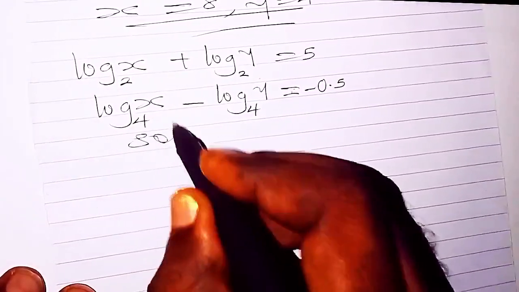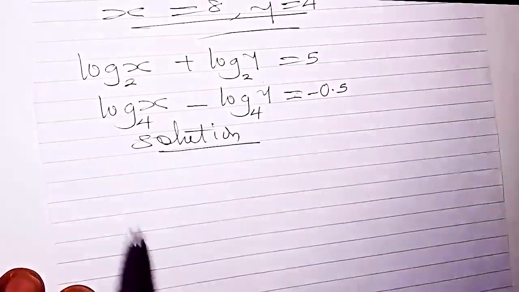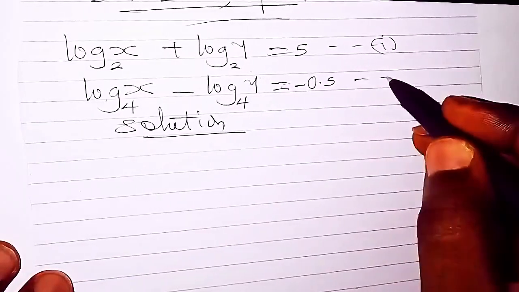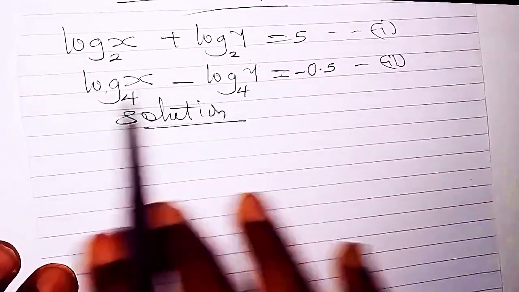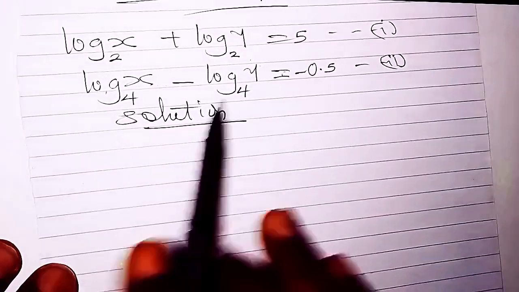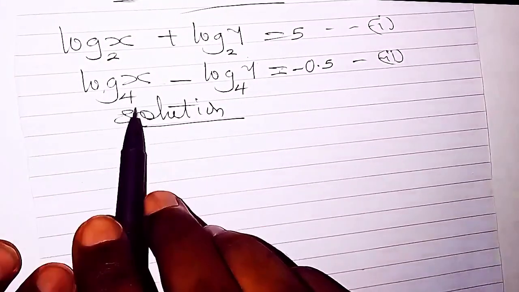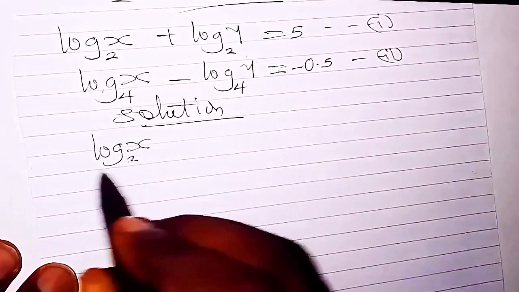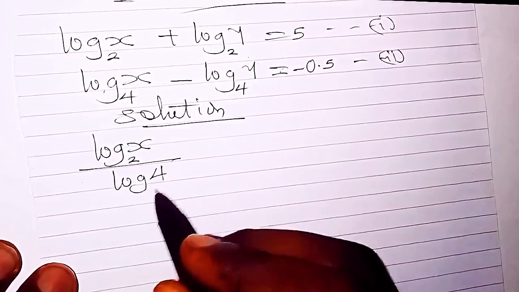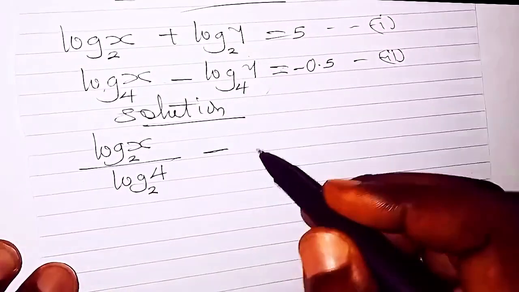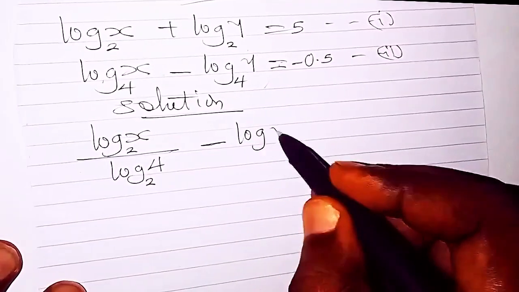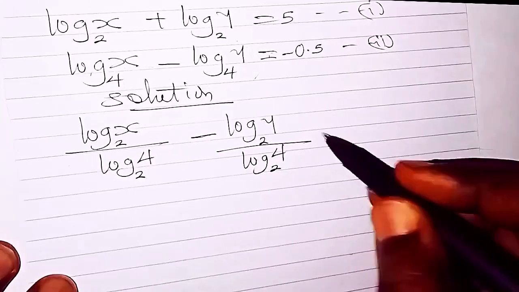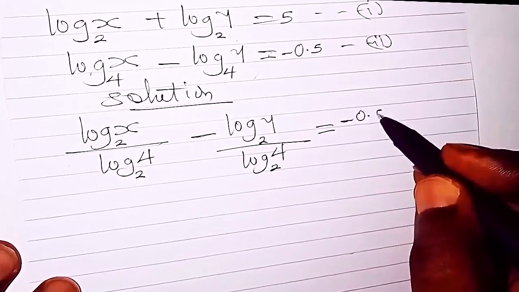Let me write this as the solution here. This is equation 1, and this is equation 2. We want to change this one in equation 2 to base 2. Remember, if I change log x base 4 to base 2, that's going to be the log of the number to base 2 divided by the log of the base to base 2, minus the same thing with log y here. This one is going to be log y to base 2 divided by log 4 to base 2, which is equal to negative 0.5.